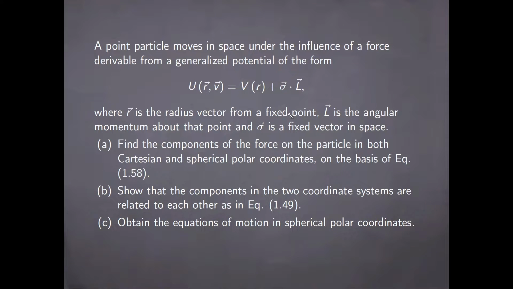Next we will discuss a problem involving a spin-orbit interaction. And the statement is the following. A point particle moves in space under the influence of a force derivable from a generalized potential of the form given here, where r is the radius vector from a fixed point, L is the angular momentum about that point, and sigma is a fixed vector in space.